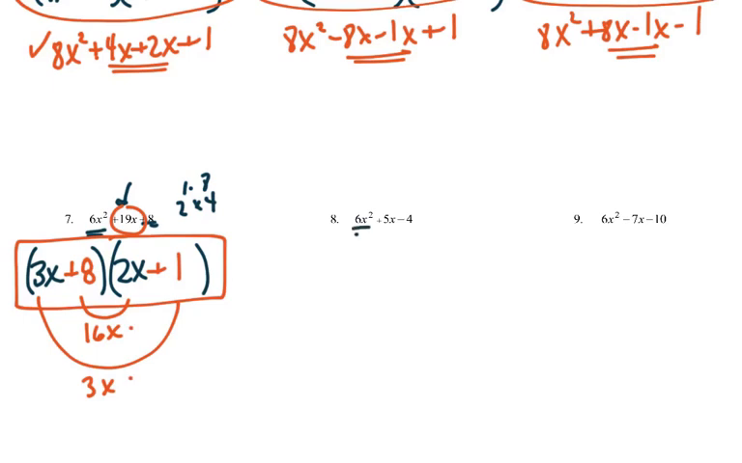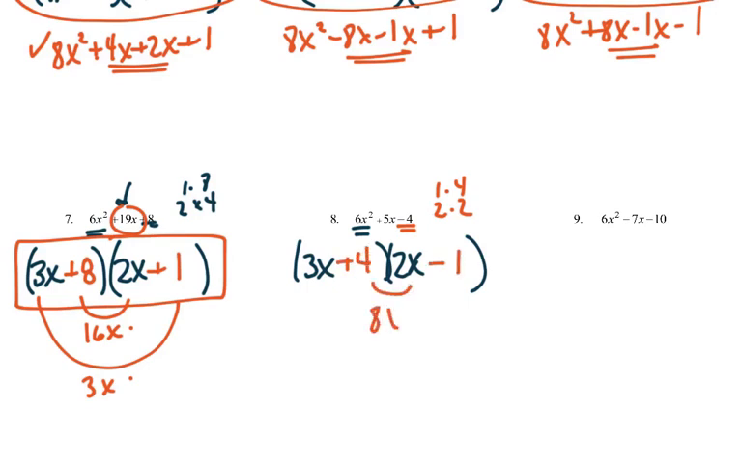Another 6x squared. I don't know if it's 6x and x or 3x and 2x, so I'm just going to try. Then it's got to multiply to negative 4. So 1 times 4, 2 times 2. One's got to be positive, one's got to be negative. I think no. Plus 4 minus 1. I think that'll work. 8x is that loop, and then minus 3x, and that adds up to 5x. Trial and error.